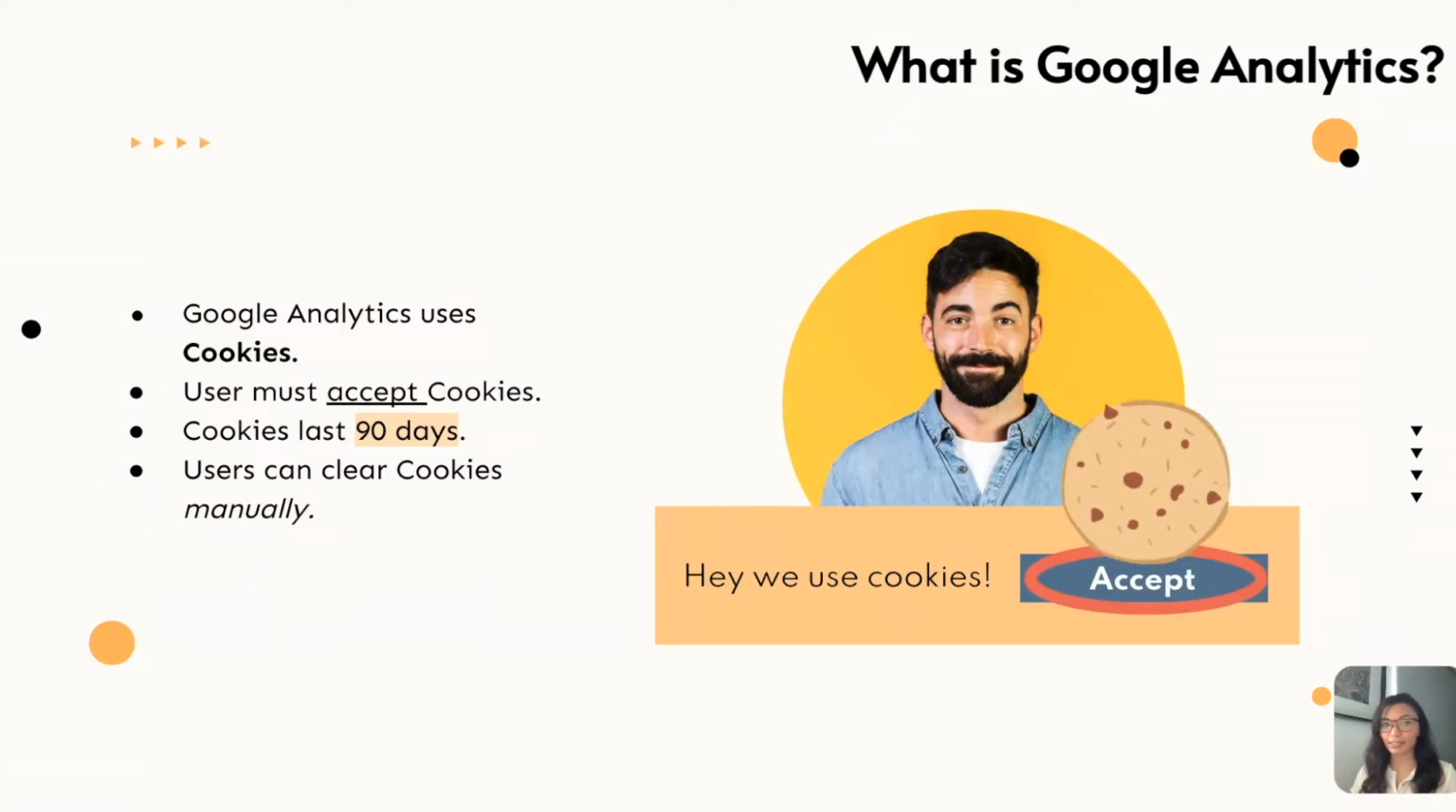If he consents, the cookie will stay on his device, it will persist for 90 days. So if Casey comes back to the Sock and Shoe website within this time, Google Analytics will know that he's been here before and will class him as a returning user. But if Casey decides that he's going to clear his cookies manually and he comes back to the website, this time he'll be counted again as a new visitor.